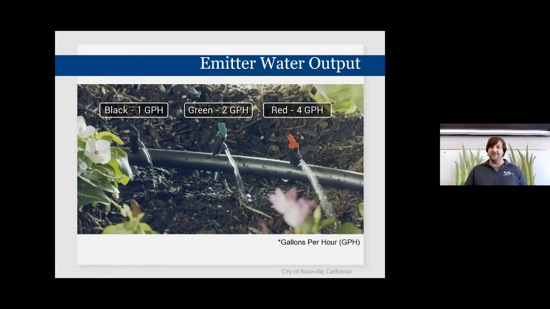So this manufacturer, I don't know which, I can't tell just by the image, has used black as 1 gallon per hour, green as 2 gallons per hour, and red as 4 gallons per hour.